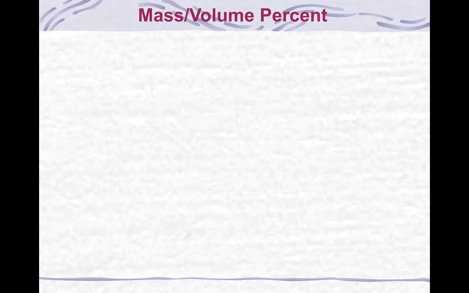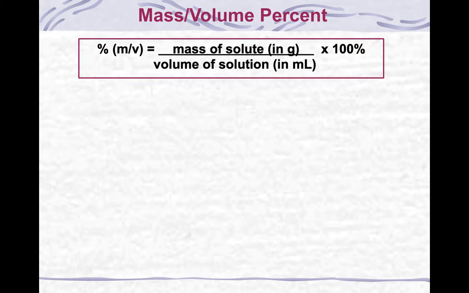Let's look at some examples of calculations involving mass volume percent. So the equation: mass volume percent equals the mass of the solute, which must be in grams, and the volume of the solution, which must be in milliliters, times 100%.